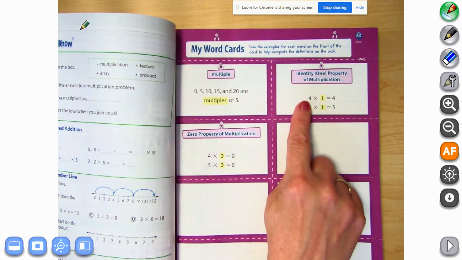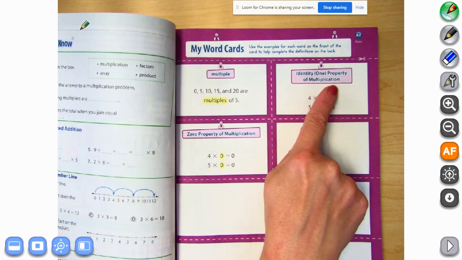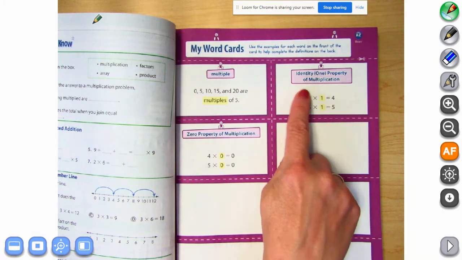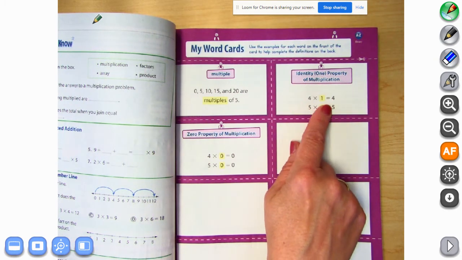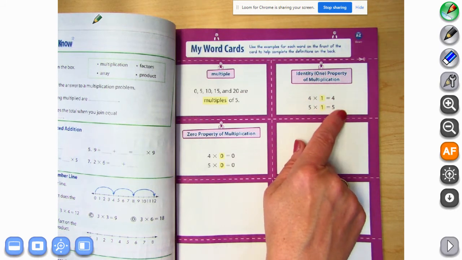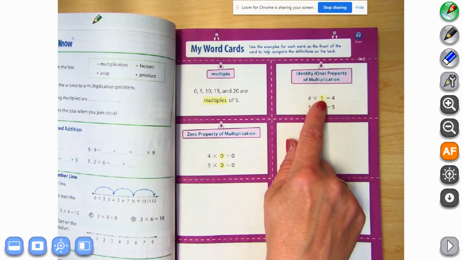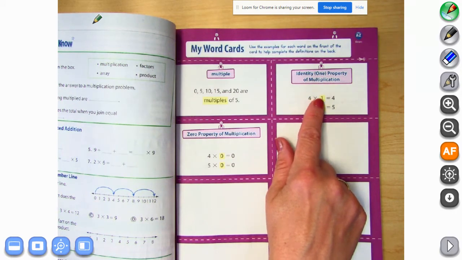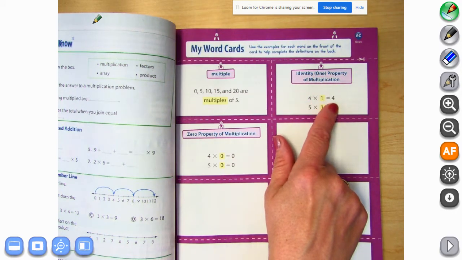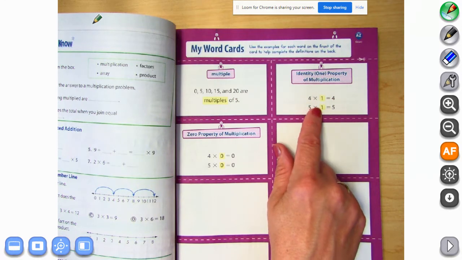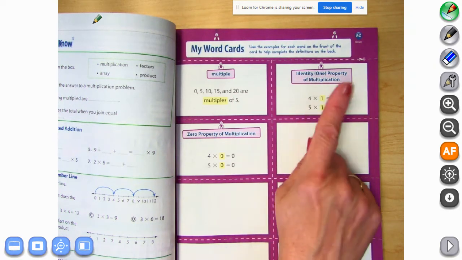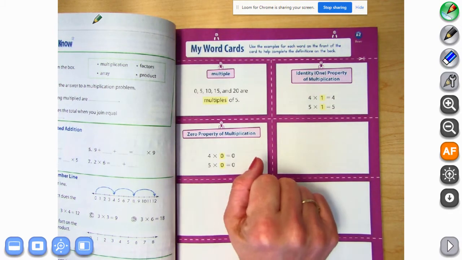And then this one says identity property of multiplication, or the one property of multiplication. It's talking about taking a number times 1 will give you the same number. So any number times 1 will be that number. This number is 4 times 1, it will be 4. This number is 5 times 1, it will be 5. So that's the identity, or the one property of multiplication.